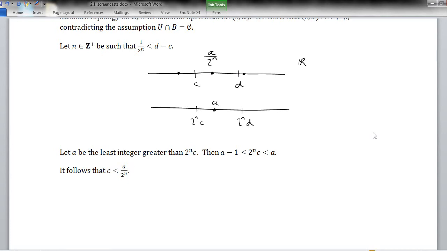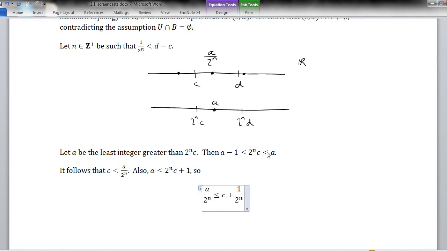All right, so, well, also, if I look at the left inequality here, and I solve for a, I get that a is less than or equal to 2 to the n c plus 1. And now I can divide that through by 2 to the n, because what I really want to know about is a over 2 to the n. And okay, so that's less than or equal to c plus 1 over 2 to the n.